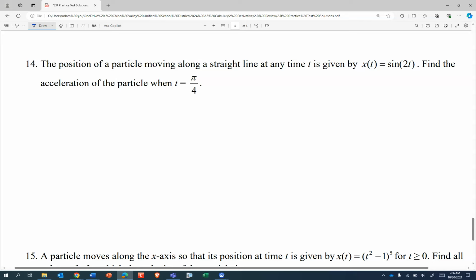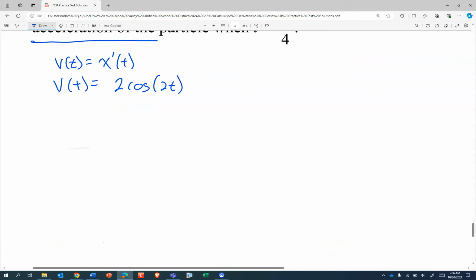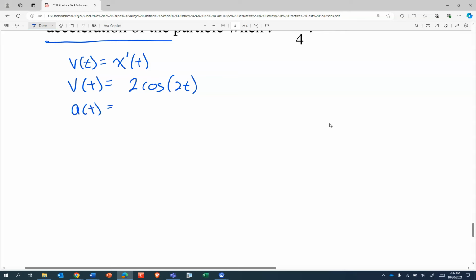Okay, position of a particle moving along a straight line at any time is given by that. Find the acceleration of the particle. Acceleration is the second derivative of position. So we're going to do v of t is x prime of t. V of t is 2 cosine of 2t. Let's zoom in a little. And acceleration is v prime. So acceleration is negative 4 cosine of 2t. You just get an extra chain rule there.